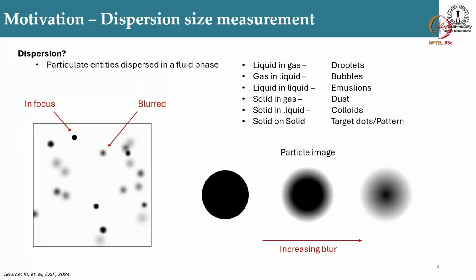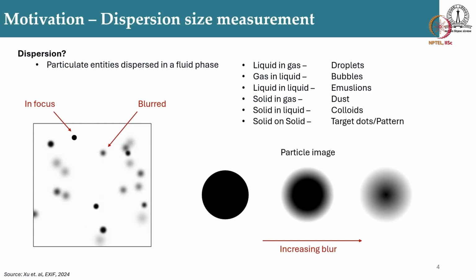So one of the motivations of implementation of this technique would be dispersion size measurement. By dispersion, we mean particles dispersed in a fluid phase. And by particles, it's still not a very strict definition, because in a conventional way, by particle we mean solid particles. But here particle means discrete isolated objects. So it can be like a dispersion of liquid in a gas, which is droplets or sprays, or gas in a liquid, which is bubbles, or liquid in a liquid, which are like emulsions, where both of these liquids are usually immiscible.